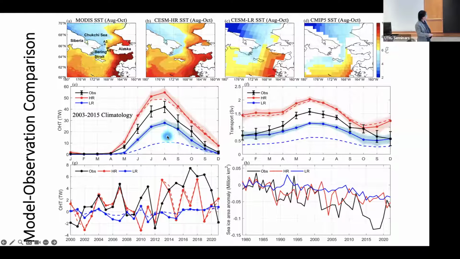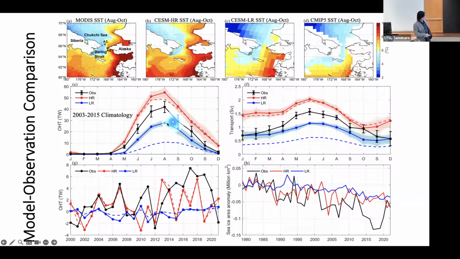If we use the same method in the model to reconstruct the heat transport, then we get these two dashed lines here. The red shows the high resolution model, and the blue shows the low resolution model, right? And then the solid line here is the model computed heat transport, because in the model, of course, we can compute the heat transport precisely. The model calculates it exactly.